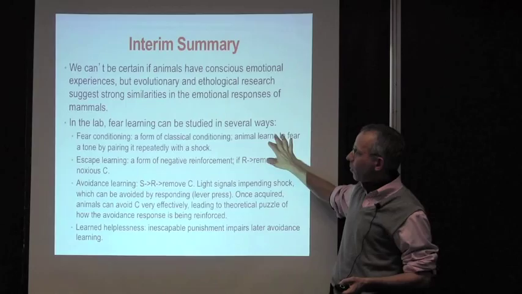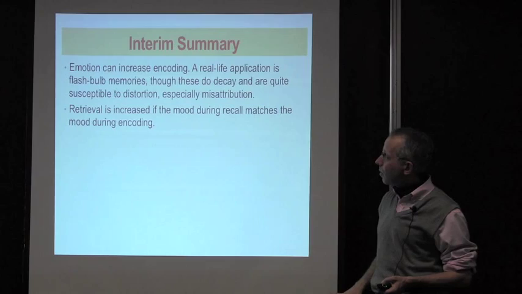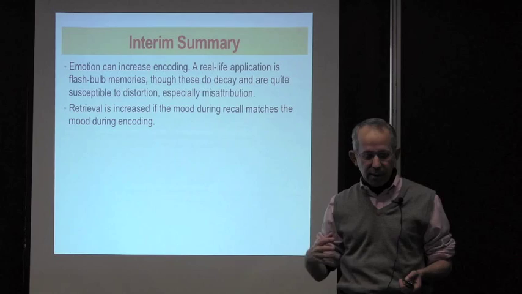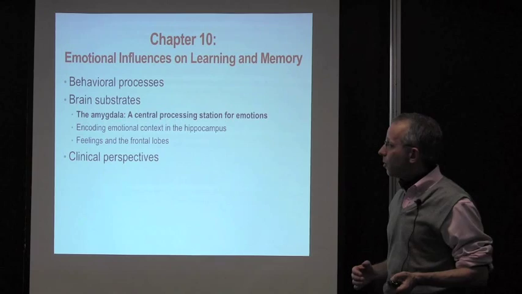And fear learning can be studied both from fear conditioning, which is a classical conditioning paradigm, or escape learning, which is a form of negative reinforcement instrumental conditioning. And emotion can increase encoding, such as in these flashbulb memories. Although the fact that the memory is there doesn't decay, the details can become confused over time. So let me just take a break for a second. Any questions?